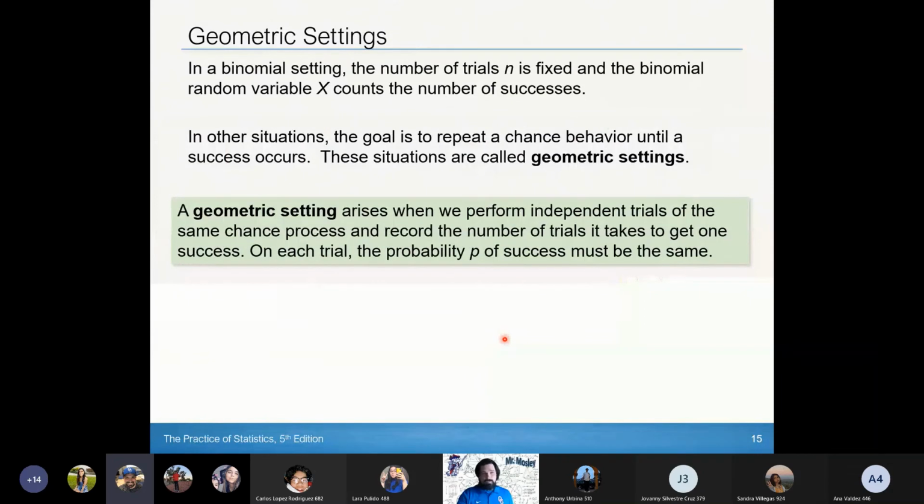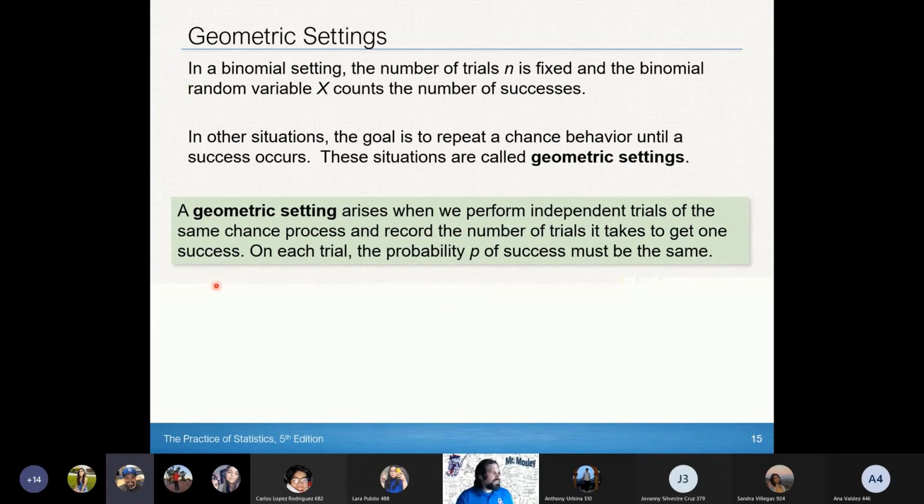Right, unfortunately, there's not an example of that, but there are examples in the videos and things. The last setting we have here is a geometric setting. Right? In a binomial setting, the number of trials n is fixed, and the binomial random variable X counts the number of successes. In other situations, the goal is to repeat a chance behavior until a success occurs. These situations are called geometric settings. So in a geometric setting, the number of trials is not fixed, but what I want to achieve is a success. I want to know how long it takes to get the first success.